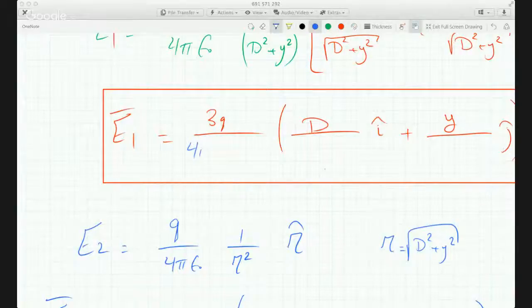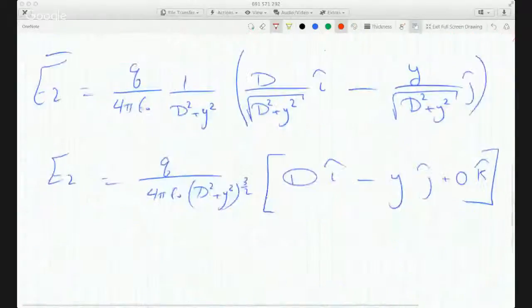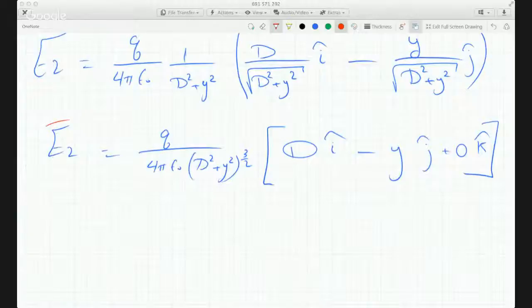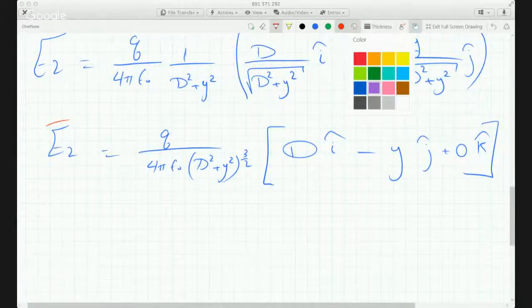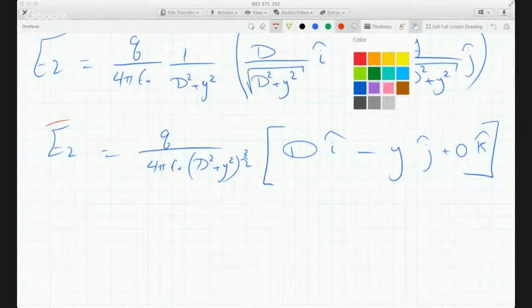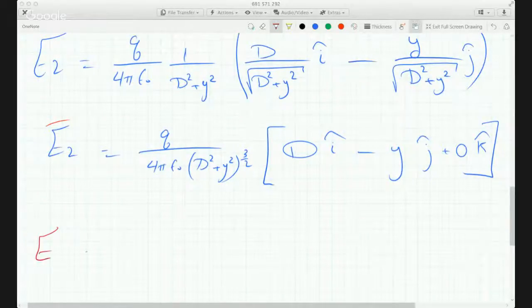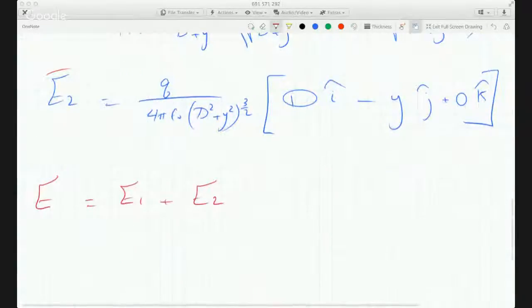4 pi epsilon, let's do it in red. 4 pi epsilon d squared plus y squared to the 3 over 2, right? di plus yj plus 0k. Okay, so now E total, yeah, E net will be E1 plus E2. So you could add them up.